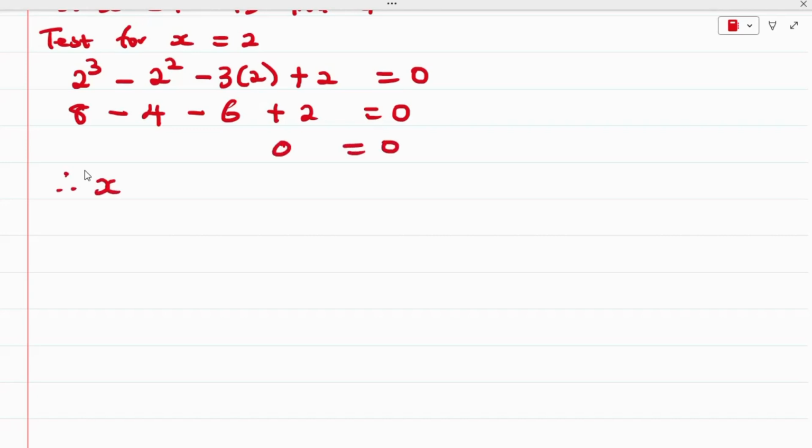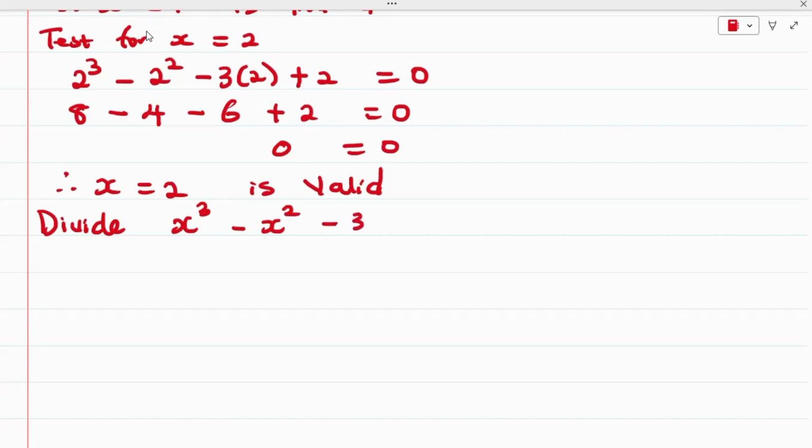So therefore, we have that x equals 2 is valid. So we have been able to find the second value for x. The next thing we want to do, since we have the roots, is to divide the polynomial, which is given as x^3 - x^2 - 3x + 2. We want to divide this by x - 2, because we know that x is equal to 2.